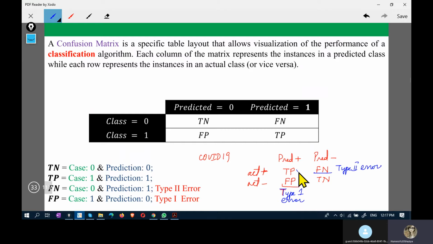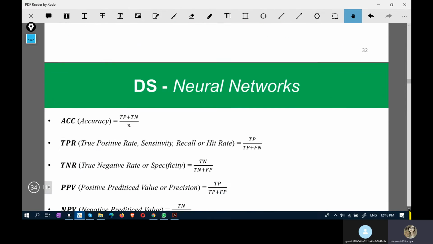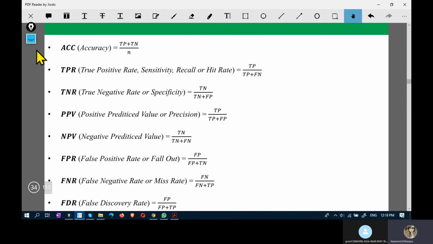This is not an error. This is absolutely right. This one is also right. These two are errors. False positive is an error. False negative is also an error. And false positive is known as type 1 and false negative is known as type 2. And these are quite important things. Extremely important, I must say.